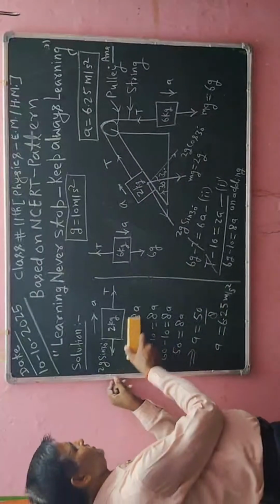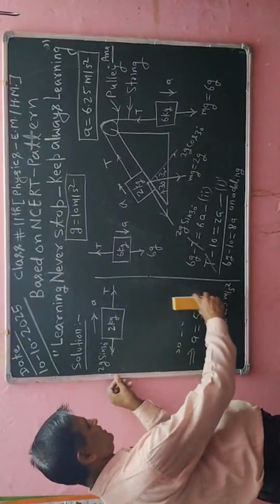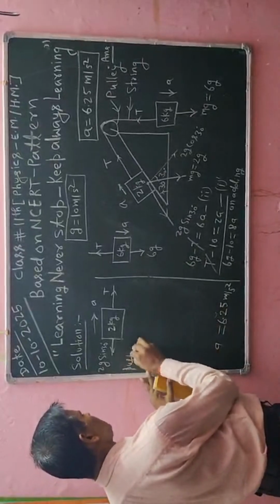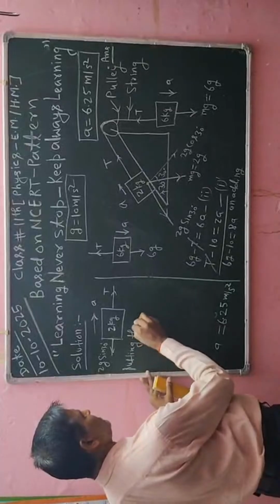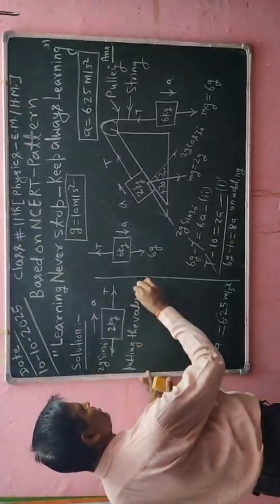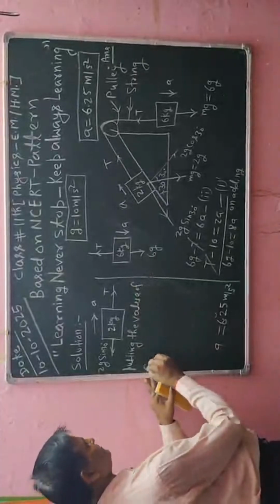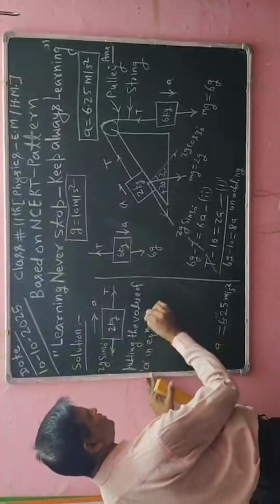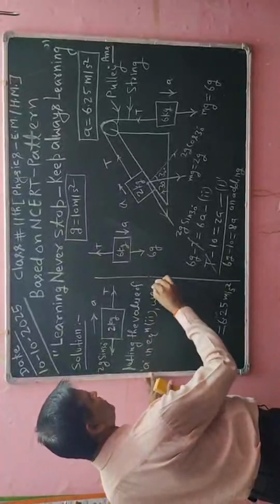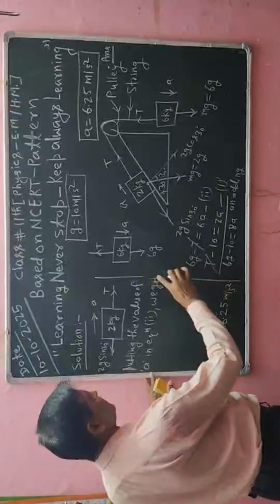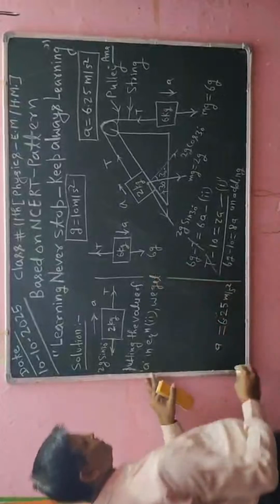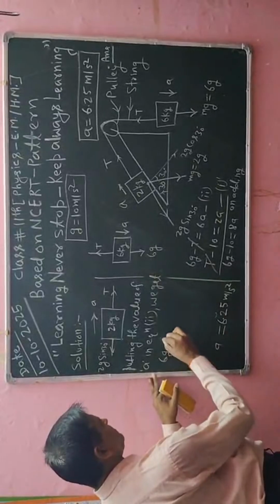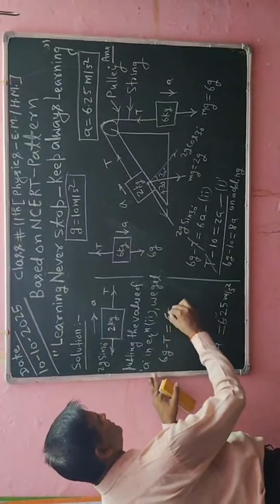So here I will erase the above data, and after erasing I will write one statement: putting the value of A in equation 2 we get. First of all I will write equation number 2, and then I will substitute the value of A. So equation number 2 is 6G minus T, which is equal to 6A.